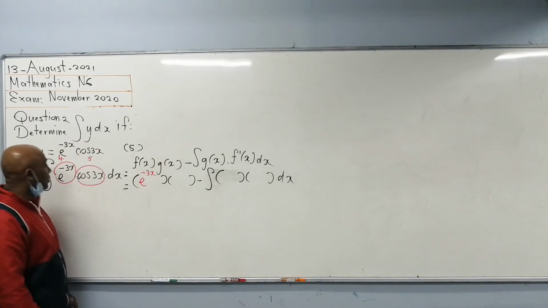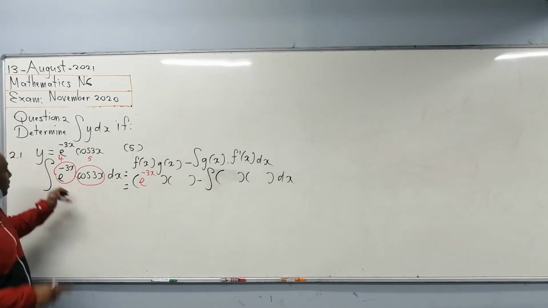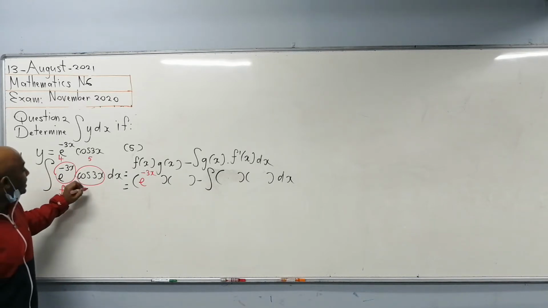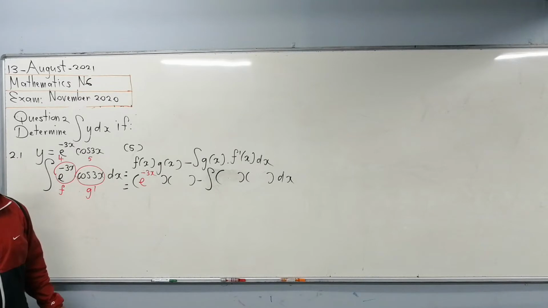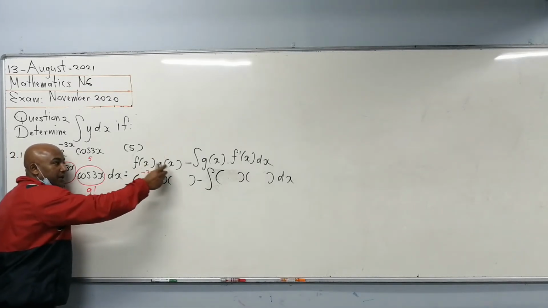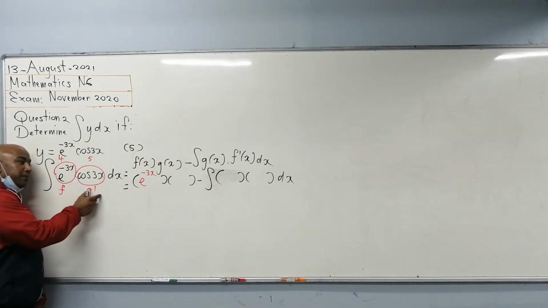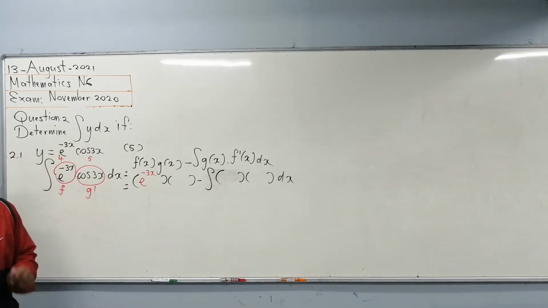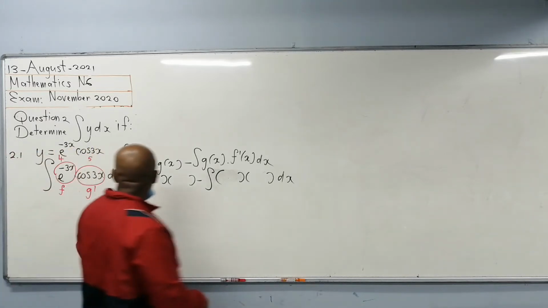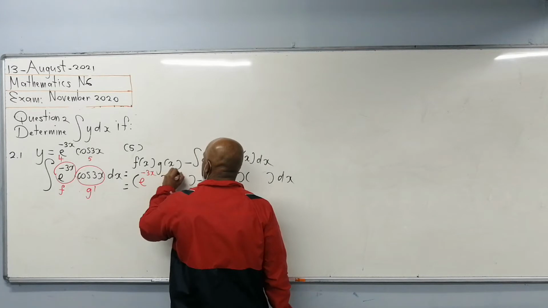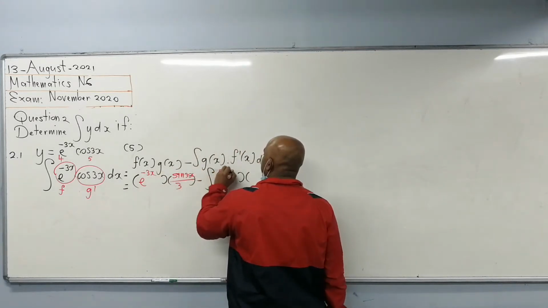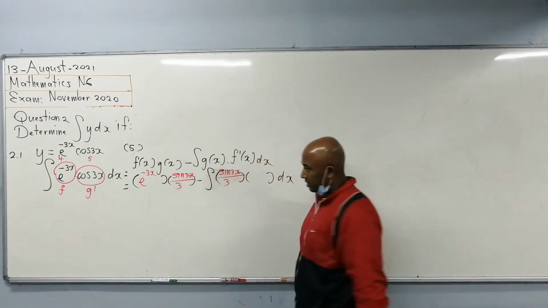Now, what do we know? We know that this is f, and therefore, if this is f, automatically this is g prime. But the formula does not have g prime. This is not g prime, this is g. So if g prime is cos, g will be the original function. You need to integrate to get g. So you integrate cos, you're going to have sine 3x all over 3.